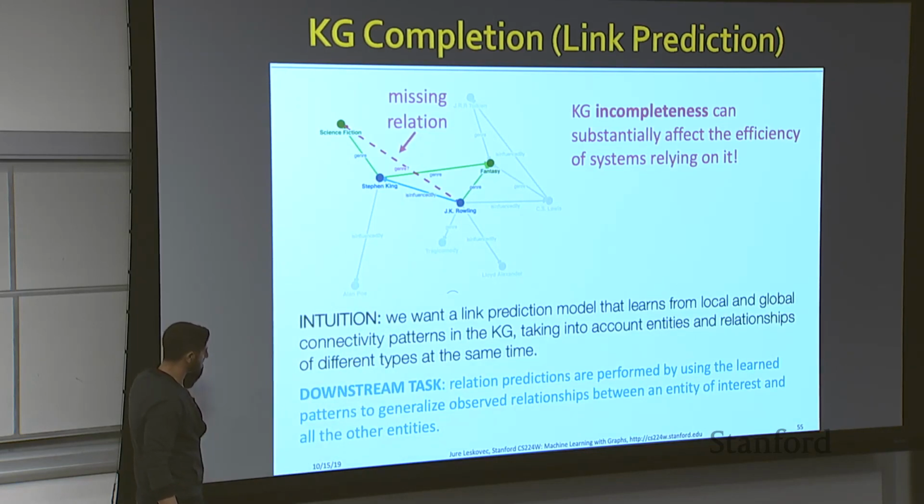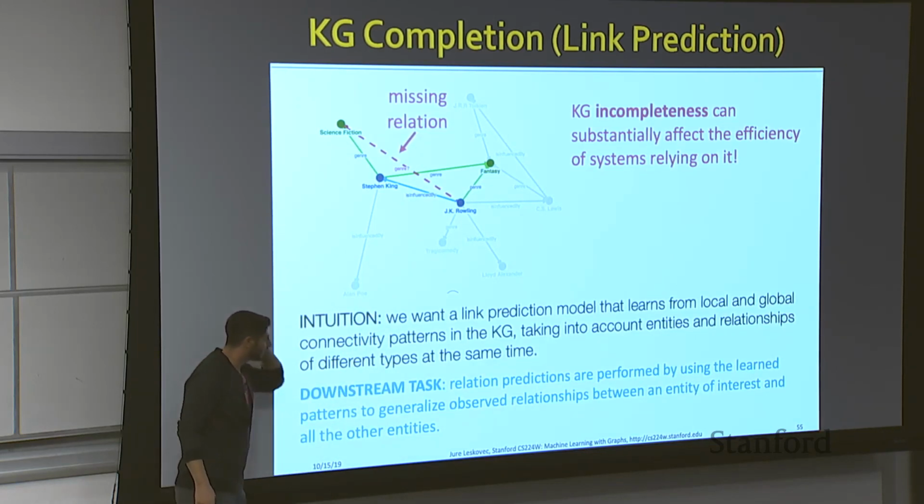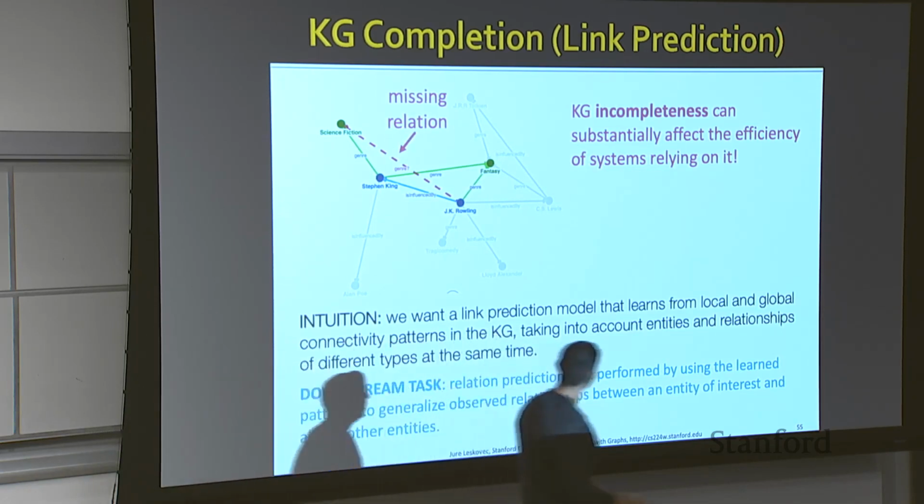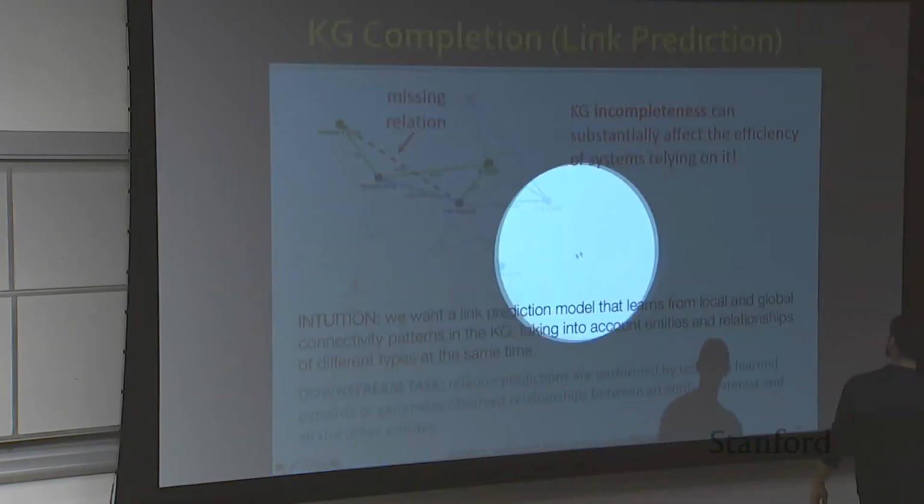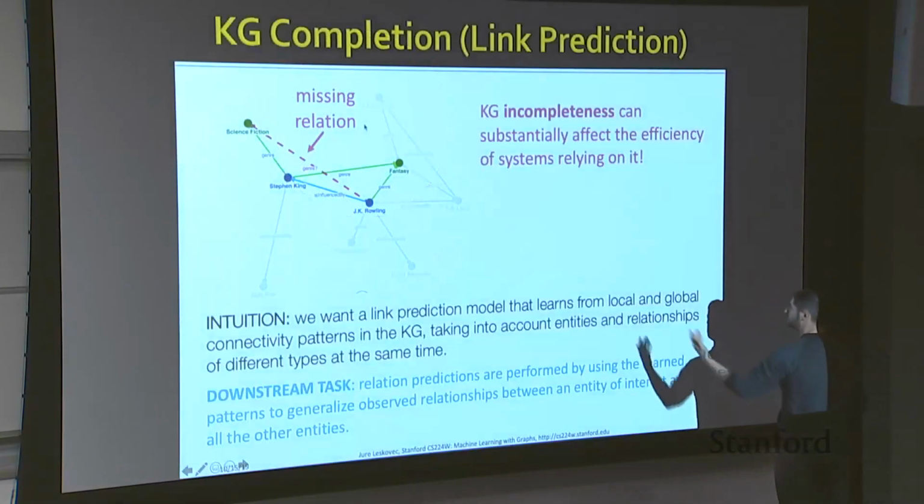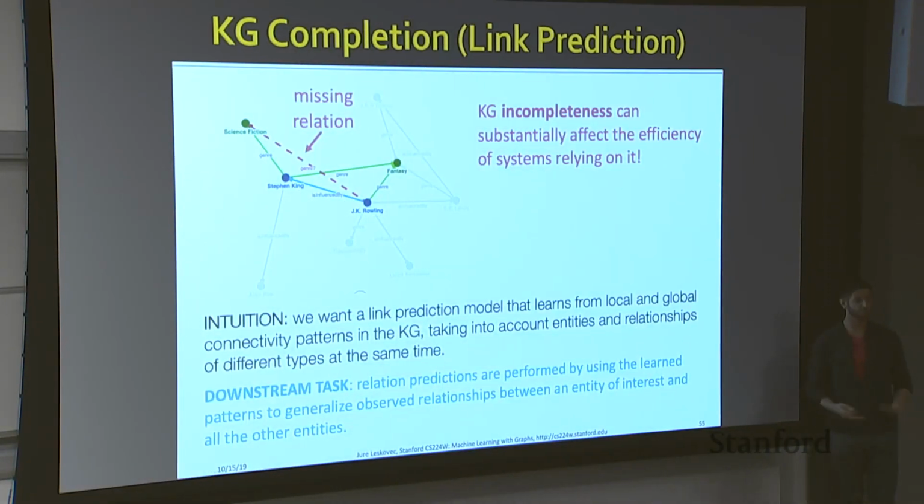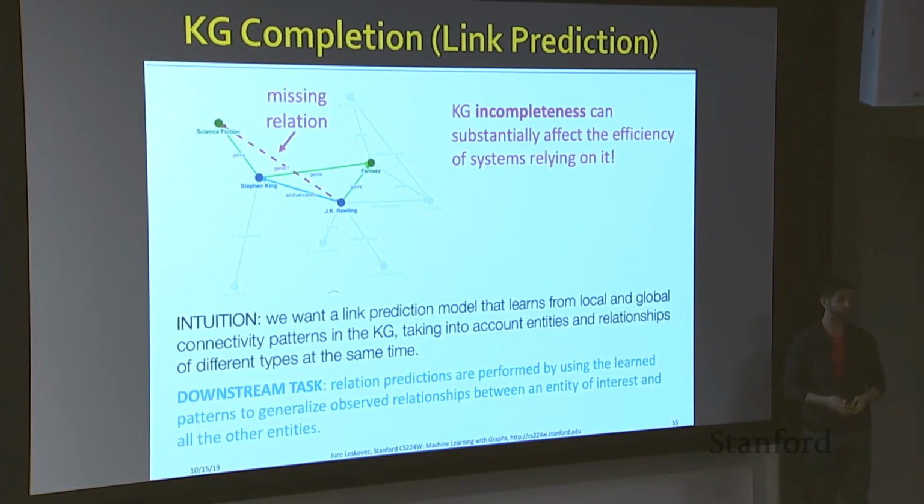Why is this an important task? As I was mentioning, when one of these graphs is incomplete, it can really affect the efficiency of a system relying on it, okay? So if you're using this for a search system, the fact that one of those edges is missing might negatively impact the quality of the search results, okay? So that's why you want to try to complete those knowledge graphs.